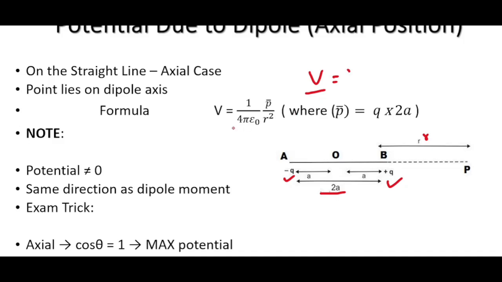So there is a derivation. We have to study it and go through this definition. This is the standard formula. And P is nothing but Q into 2A, by R square. Okay, beta.